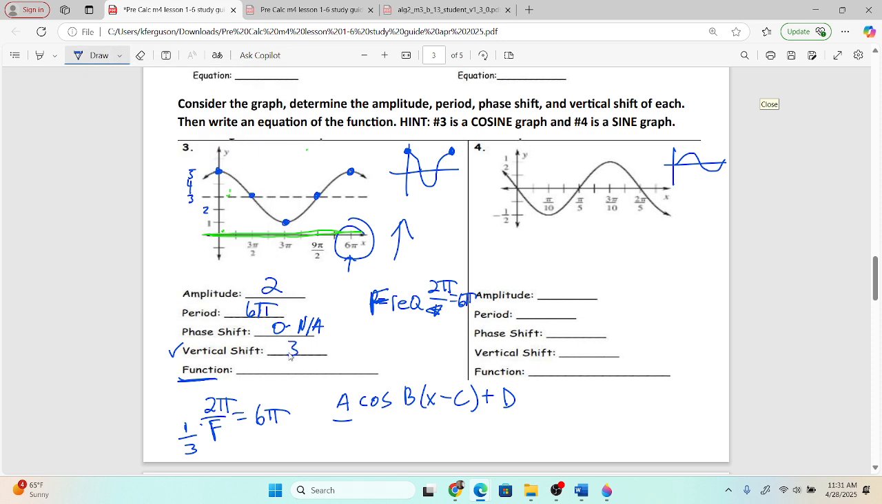So now I need to write my function. Well, my amplitude is 2, so that's a. I got cosine. My frequency was what? 1/3 of x minus c, but my c was 0. So just to be thorough, I'm going to put 0 on there. And then plus 3. And then I'm just going to rewrite that here. So I got 2 times cosine of 1/3 x plus 3. That's my function. That's how I would do that.